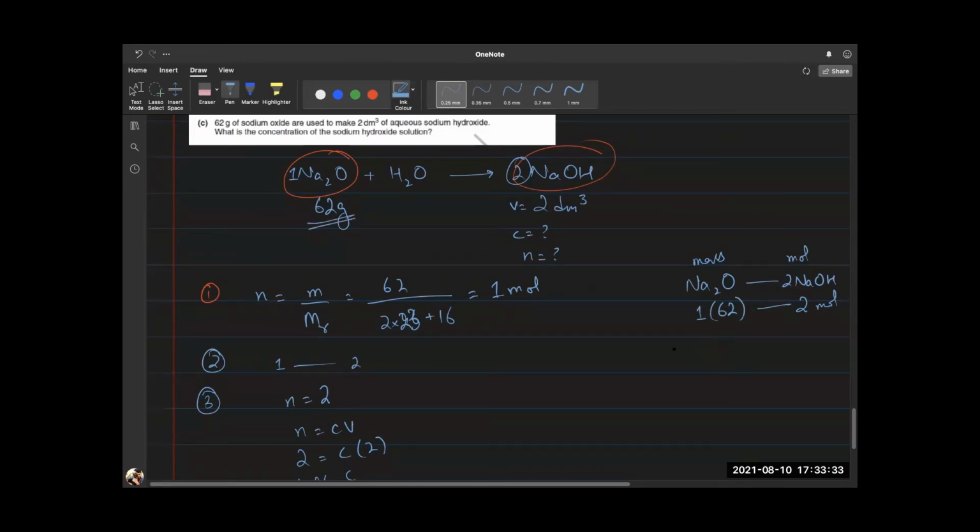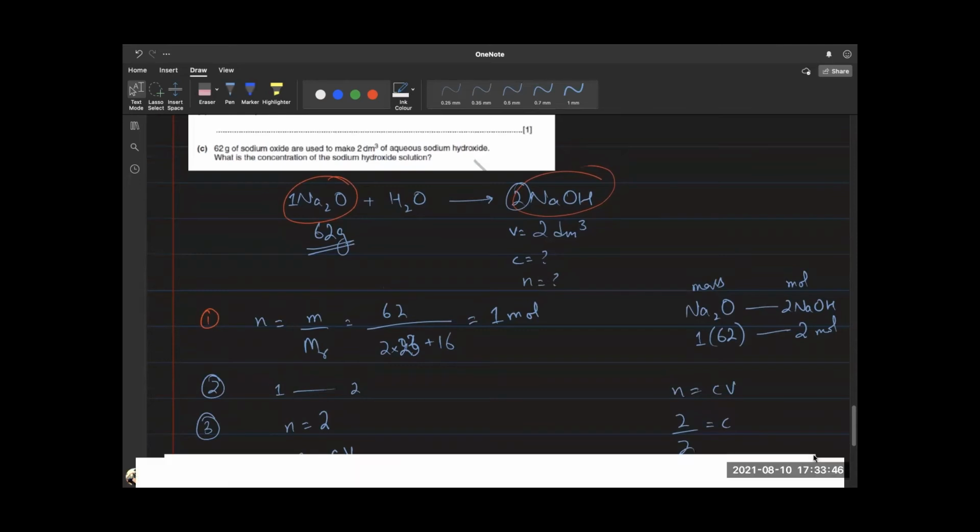So now I have moles. So number of moles is concentration times volume. Concentration is 2 over 2, giving me 1 mole per dm cube again. So my answer will be the same. And that is what it's supposed to be. It doesn't matter what method you choose, your answer should be the same. Okay.